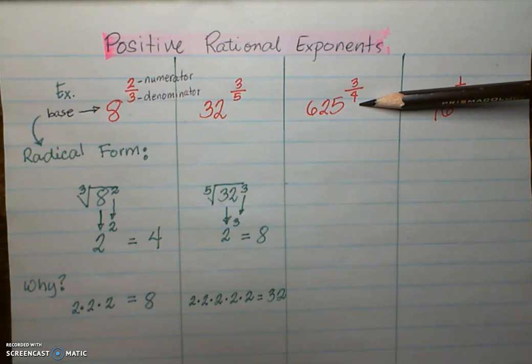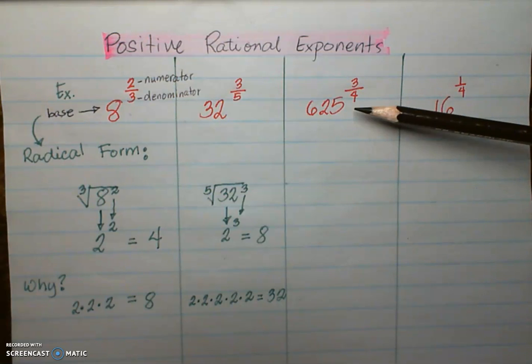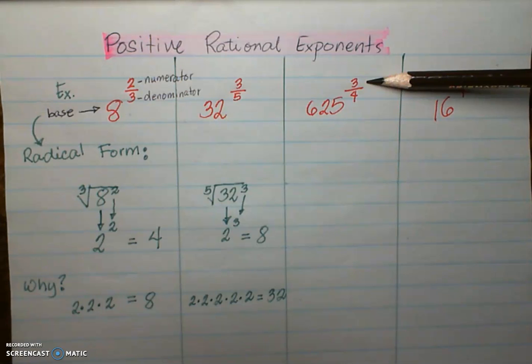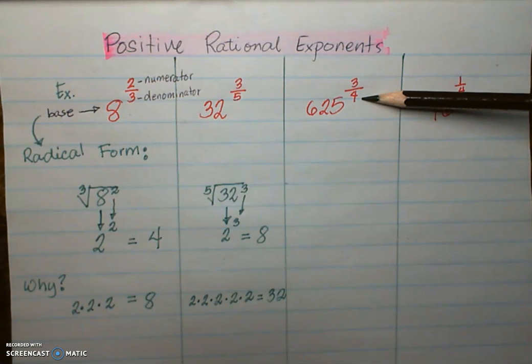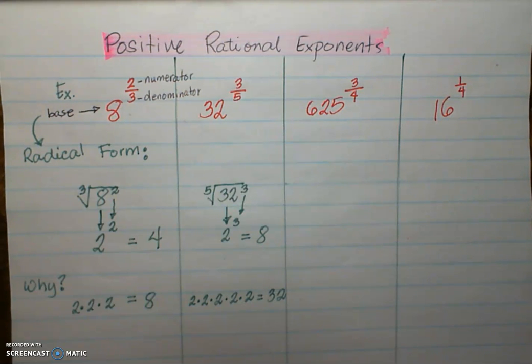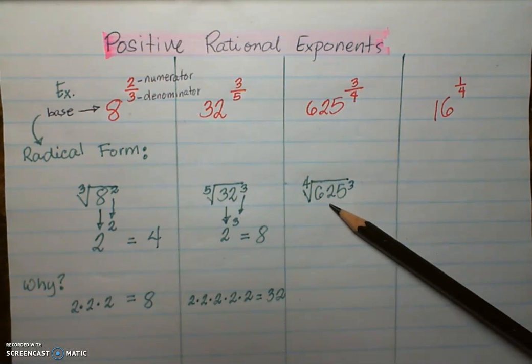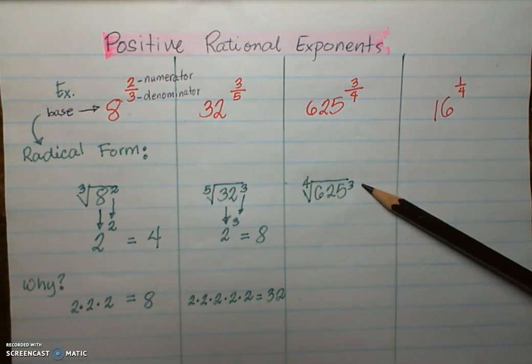Now let us tackle this third example. 625 is your base. Your rational exponent is 3/4. 3 is your numerator, which when turned into the radical form is going to be the exponent of your radicand. And the denominator is 4, which is going to be your index. And so this is read as the fourth root of 625 raised to the power of 3.